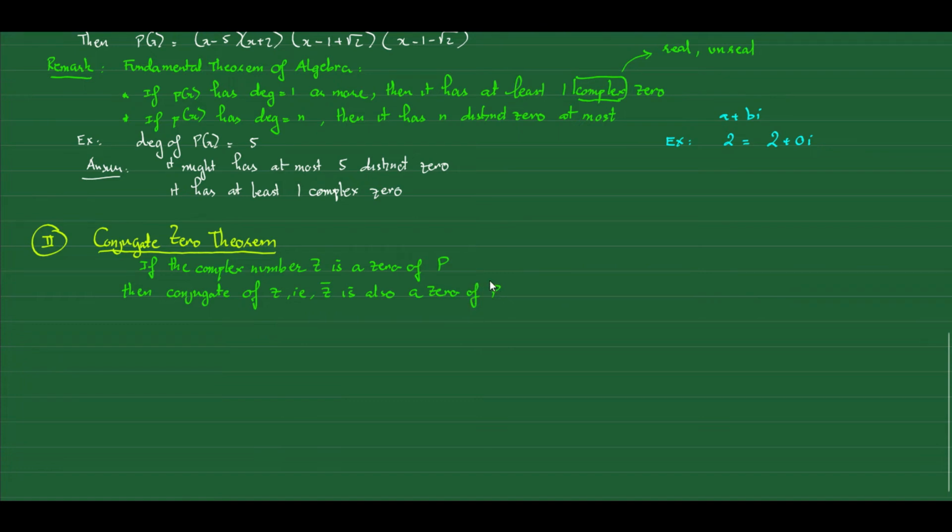And we did an example last time already. So if 2 plus 3i is a zero of p of x, then 2 minus 3i is also a zero of p of x. That's what I mean.